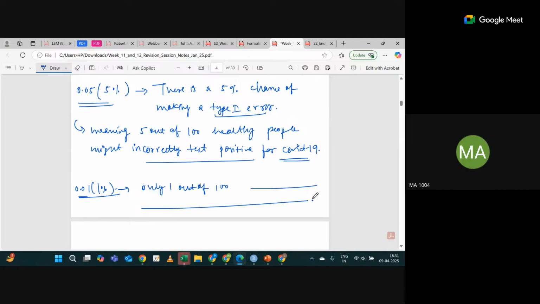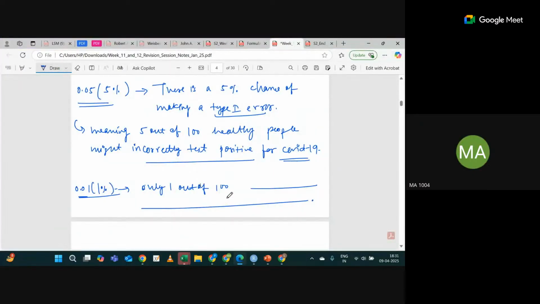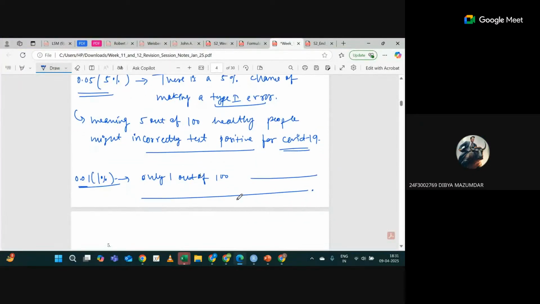Someone is saying something, please go ahead. Sir, type 1 error basically means how much possibility of making an error when the null hypothesis is true. It's a kind of human mistake. Yeah, human mistake or some variations in your sample data. It can be anything, so you are okay with taking a chance of some error.